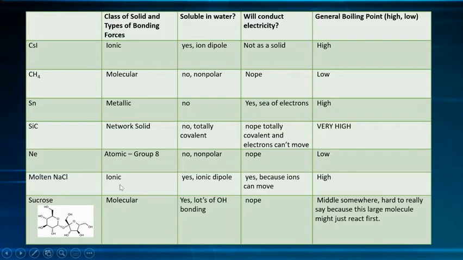Molten sodium chloride is not a solid, but it would have ionic bonding in the liquid phase. It would be dissolvable in water, but it would be super hot. So that's kind of a silly question because it would boil the water. Yes, it would conduct electricity if it was molten because the ions can move, and it would have a very high boiling point. And then sucrose is one big molecule.